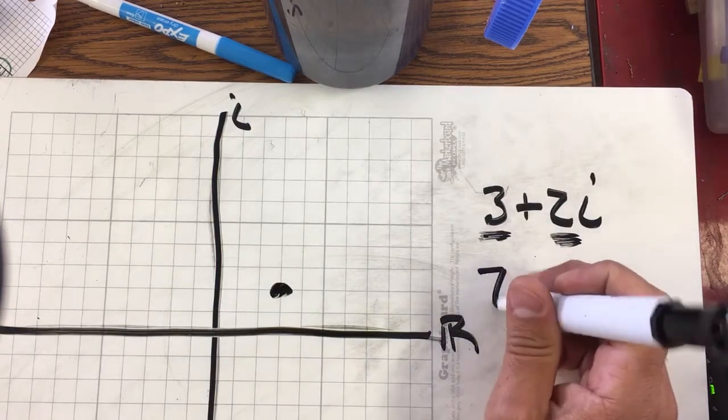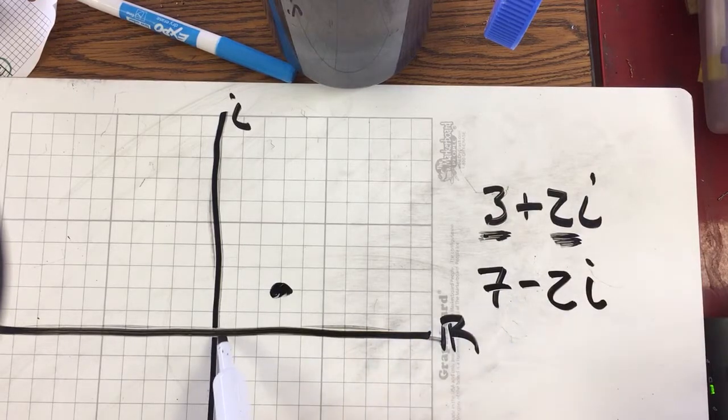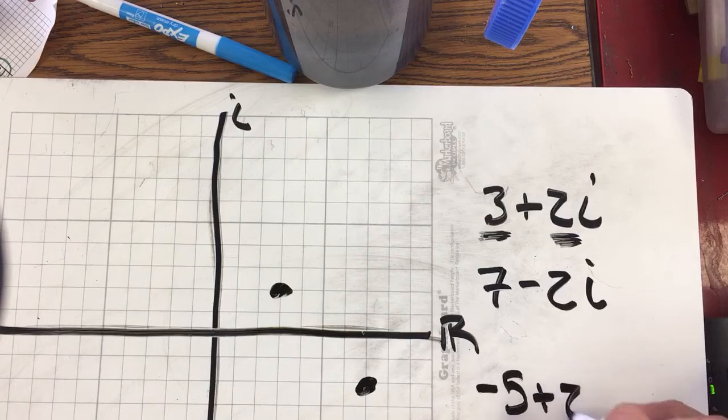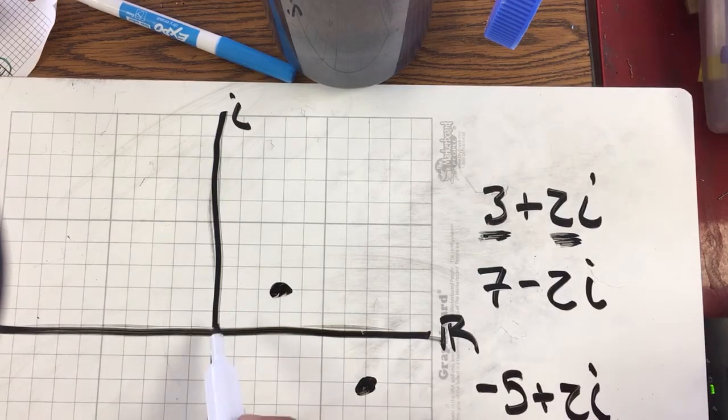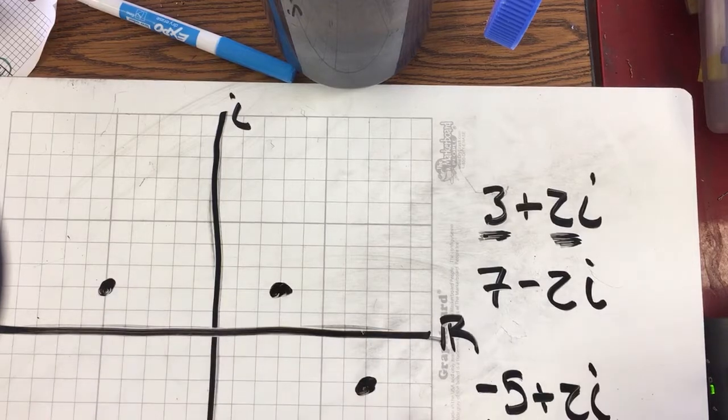If I have something that's minus, this is still 7 on the real, so I go to 7 on the real, and negative 2 on the imaginary. So that's that point. Negative 5 plus 2i, negative 5 on the real, and 2 on the imaginary. So that's really it. That's all that we were doing with graphing these points.